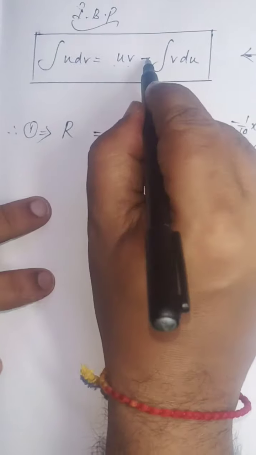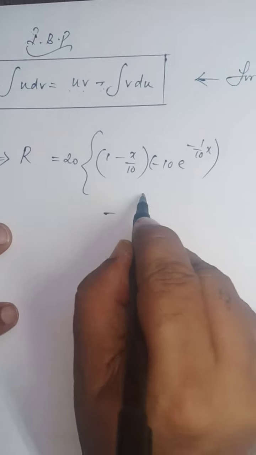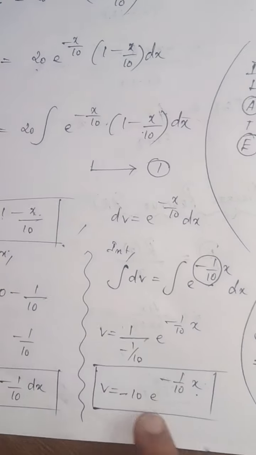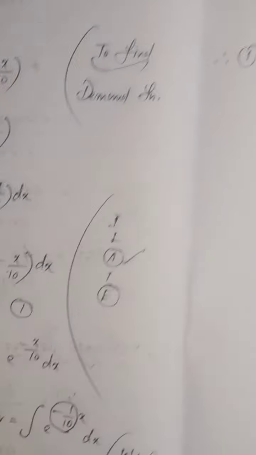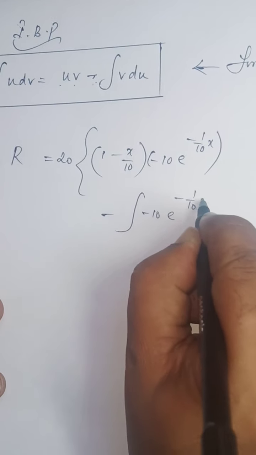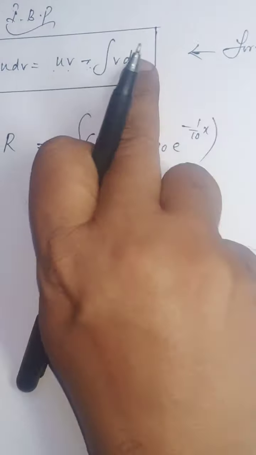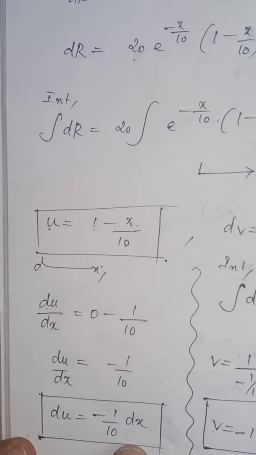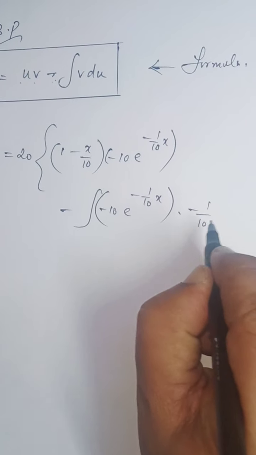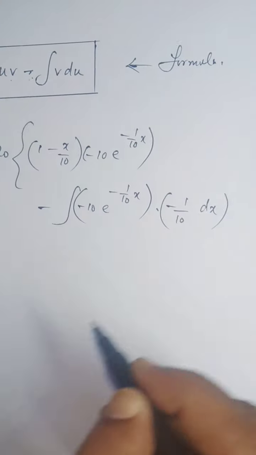uv is over, minus integral v du. v here is -10 e^(-1/10 x), into du. du here is -1/10 dx.